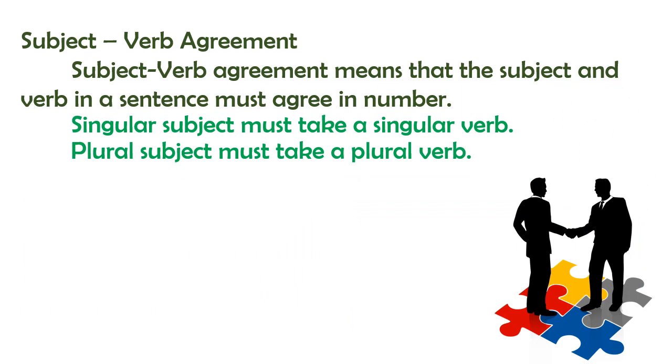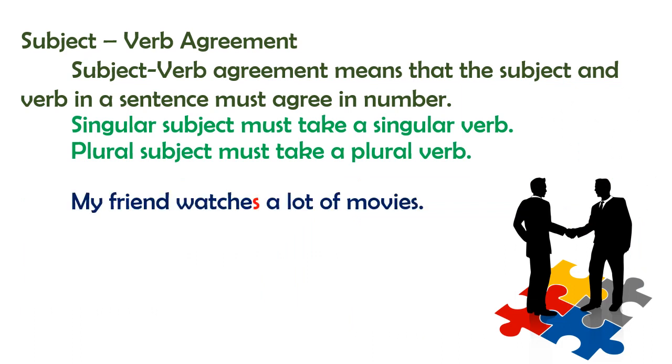Let's look at some examples. My friend watches a movie. What is the subject in this sentence? Who is this sentence about? It is about my friend. That is the subject. It is a singular subject because it describes one friend.